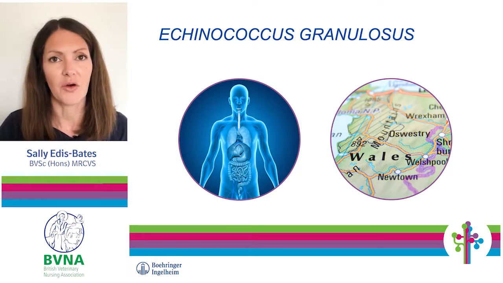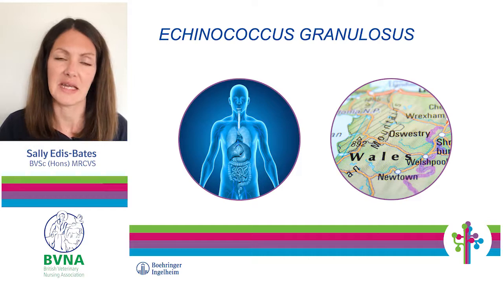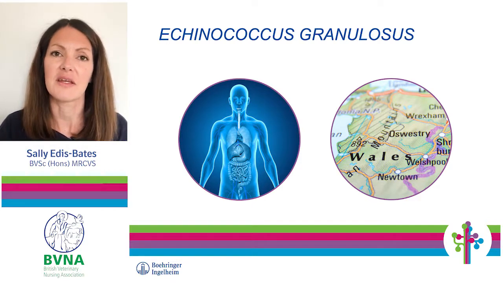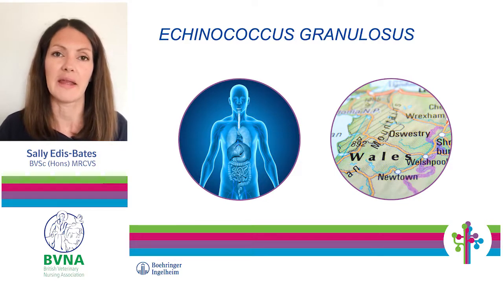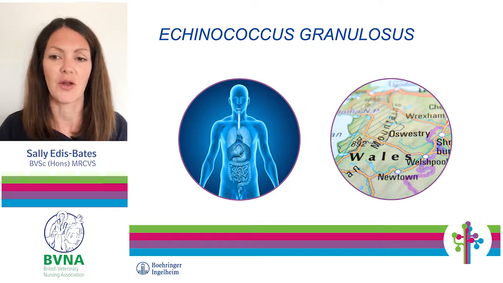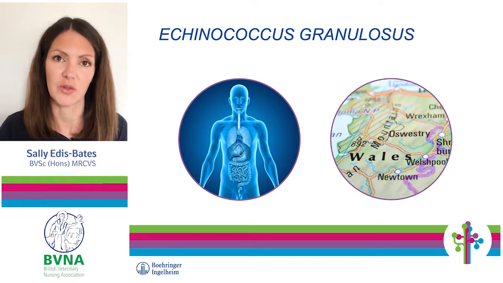The difference with Echinococcus granulosus compared to Taenia and Dipylidium is that it's only found in particular areas. So we see it mainly in mid Wales, Herefordshire and the Western Isles of Scotland. But it's now known that other areas are more affected than previously thought.